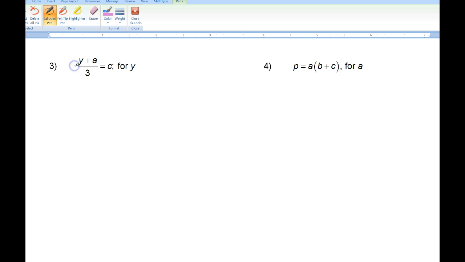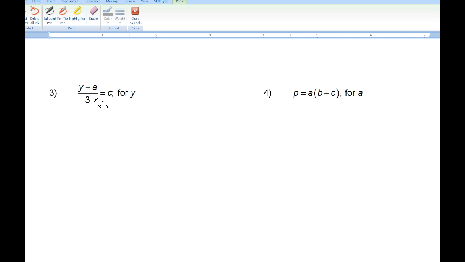Now, notice this one, guys, has y plus a all in the numerator. So we can't subtract a, we have to multiply 3 to both sides. Good. You know that if you just click that, you could erase it? I did not know that. Oh, what did I do? Can I write this down again? Just go ahead and rewrite it. Click on pen, click on ballpoint. Can I just rewrite it at the bottom, though? Sure.